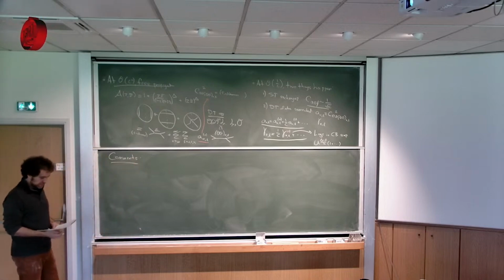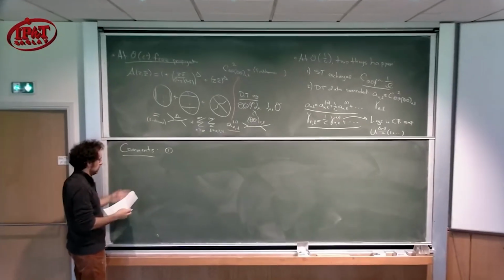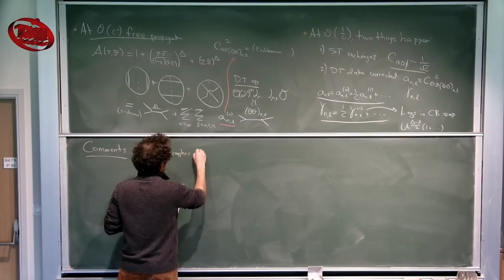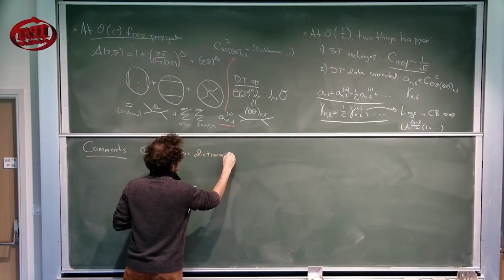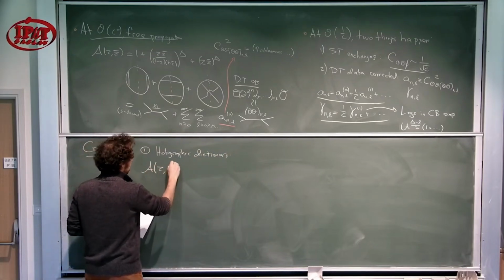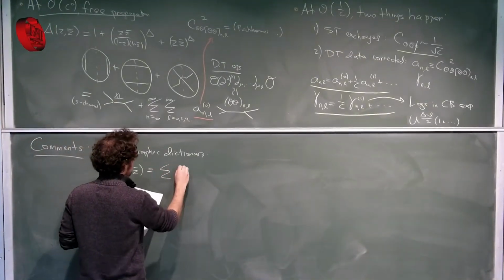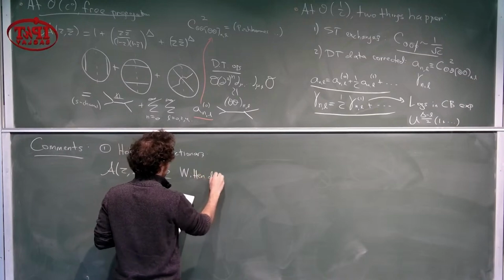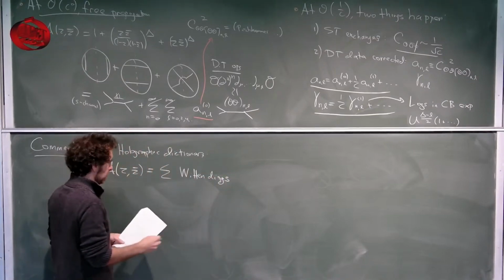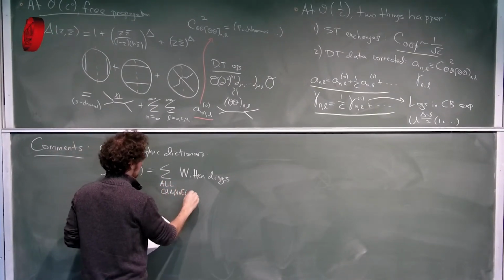I'll make some comments now. The first comment is that the holographic dictionary tells us if we want to compute a 4-point function, we sum Witten diagrams, some order in the loop expansion, over all channels.